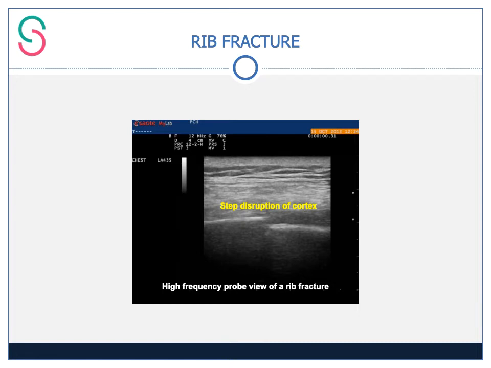And what you might see is something like this slide demonstrates, which is the rib cortex showing a break, a discontinuity at the site of the rib fracture. And this can be a more sensitive modality for picking up rib fractures than a standard chest radiograph.